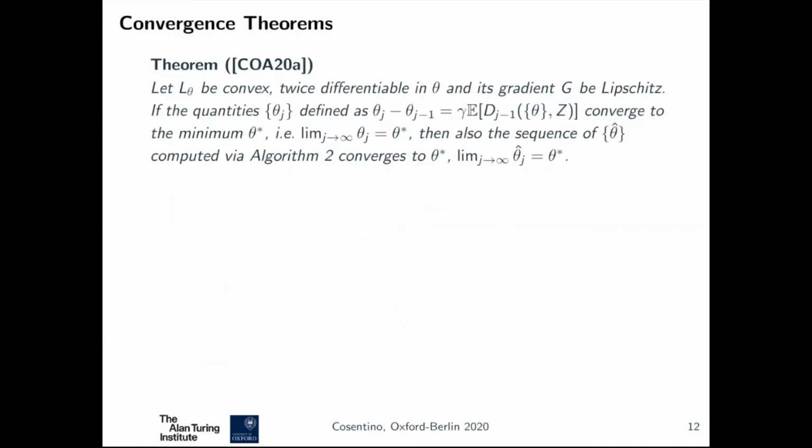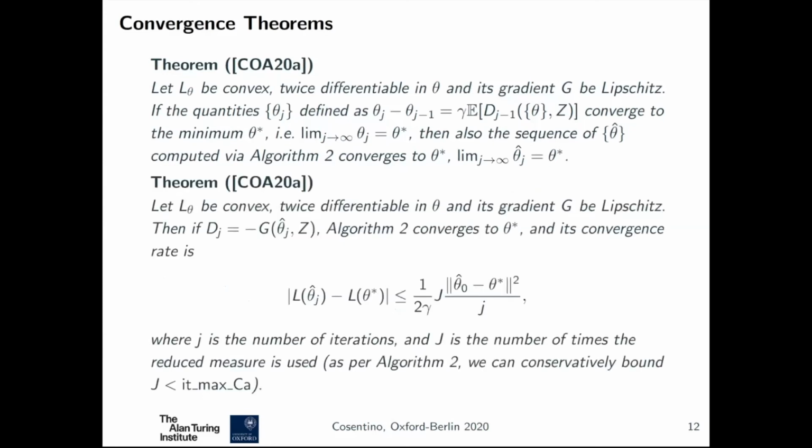So we were able to prove these two theorems: given essentially any oracle direction D, algorithm 2 will converge thanks to the definition of the control statistic. And in particular, if T is given as minus G, where G, remember, is the gradient, we can say that the rate of convergence is the same as that of gradient descent up to this constant big J, where big J is related to the number of times we use the recombined measure.